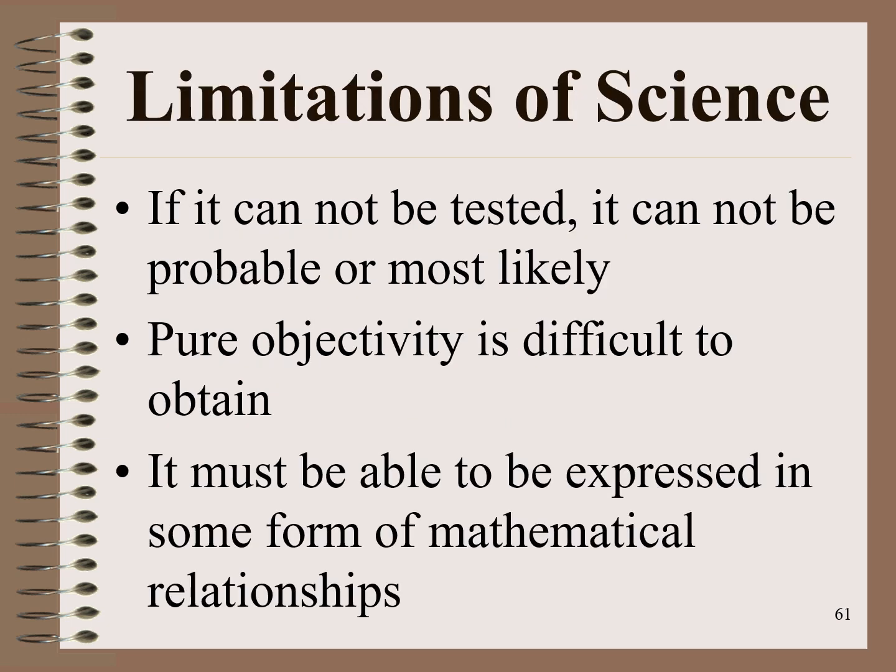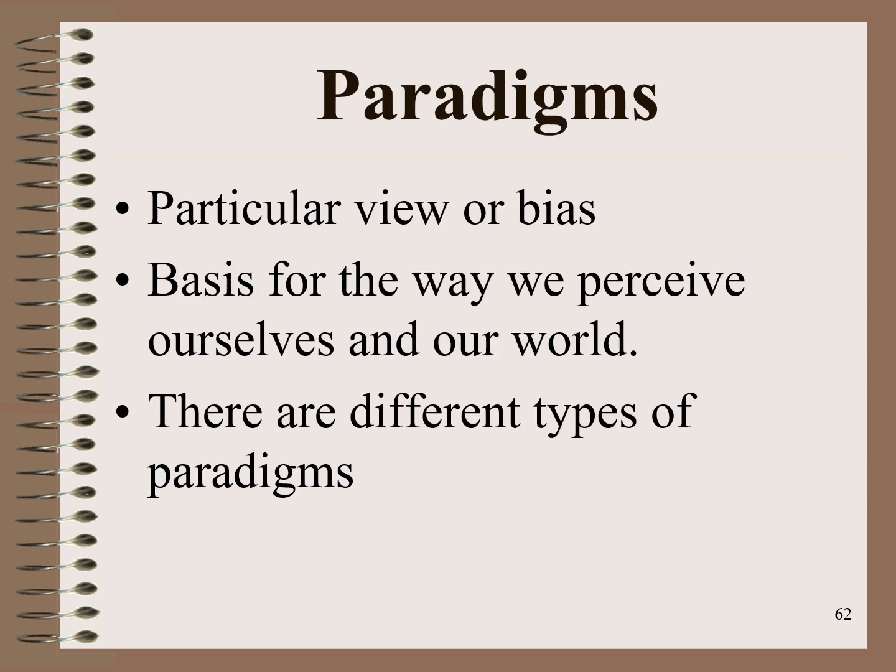The important limitation regarding science is that if it cannot be tested, it cannot be probable or most likely. Also, pure objectivity is difficult to obtain and requires diligence during the experimental process. Finally, your results must be able to be expressed in some form of mathematical relationships. On the subject of objectivity, an important concept is that of paradigms. Paradigms are a particular view or bias that someone has.